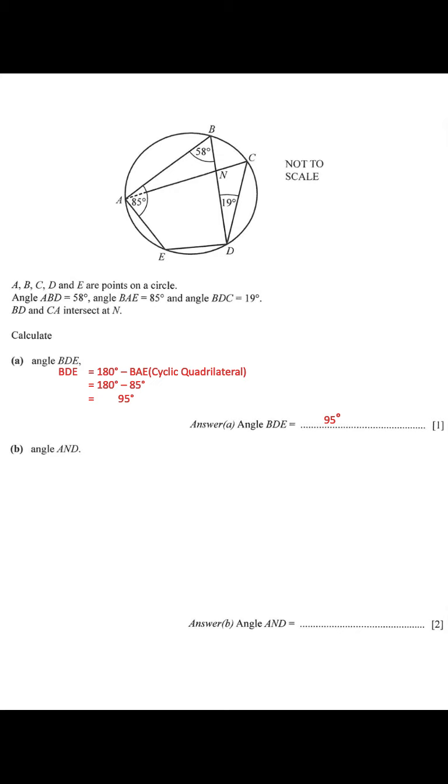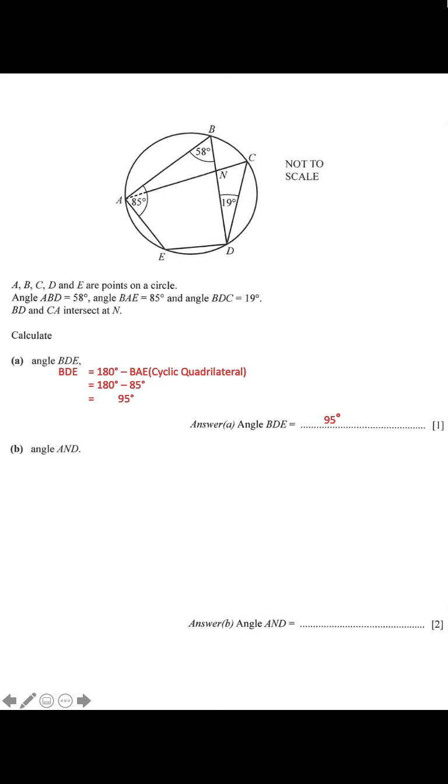Then it says calculate the angle AND. So that's the angle in the middle there at N, if you start at A and then go up to N and then down to D. So it's the angle where my little cursor is at the moment.